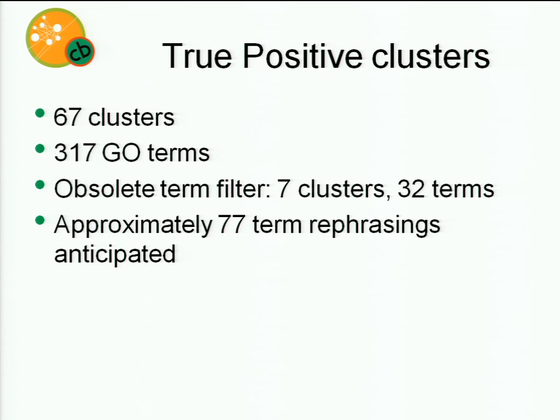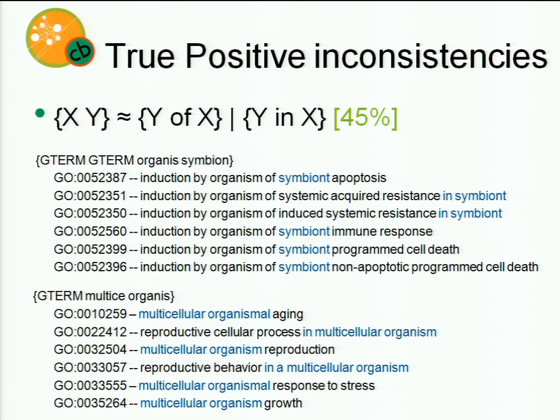And based on my analysis, I anticipate that there'll be on the order of 75 or so rephrasings that will need to be done in the Gene Ontology for those 67 clusters. The kind of thing that we found is here. One very common thing is a transformation of a phrase like XY into Y of X or Y in X. This was about 45% of the cases of true positives that I identified.